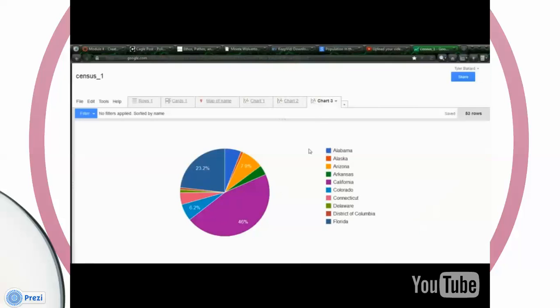And for my third chart, I used a pie chart, and this is so that you can get a feel for how much population each state actually has and its total percentage in the country.